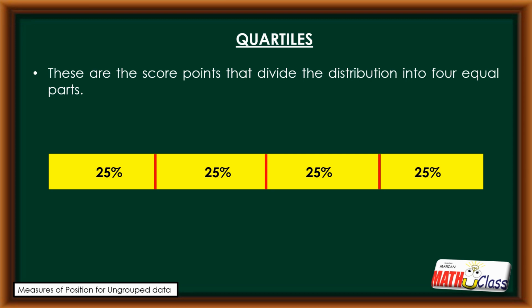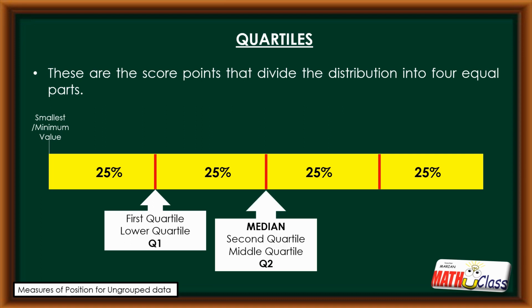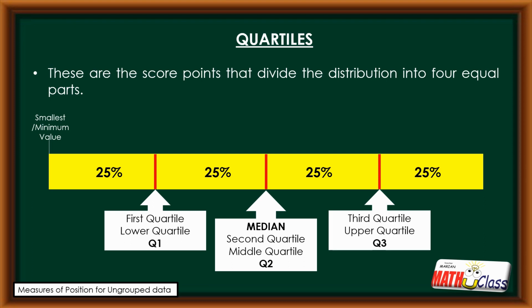The first quartile, also called lower quartile, is defined as the middle number between the smallest value and the median of the dataset. Next is the second quartile, which is the median of the data. And the third one is the third quartile, also called the upper quartile. It is the middle value between the median and the highest value of the dataset.